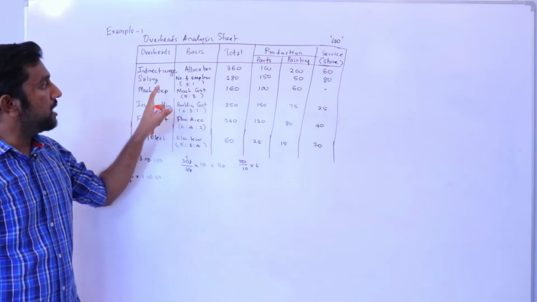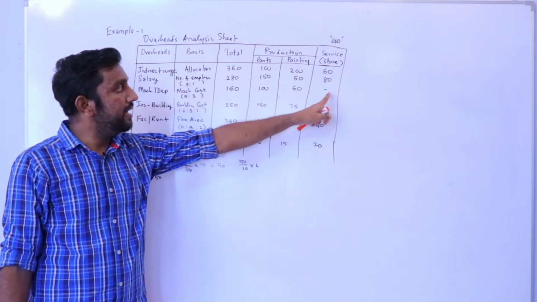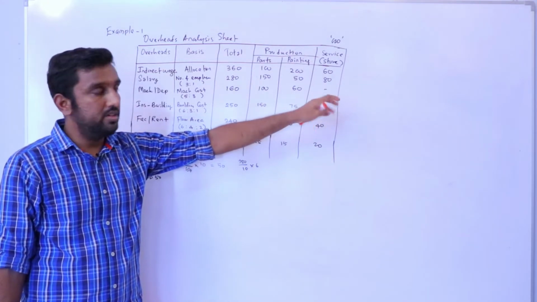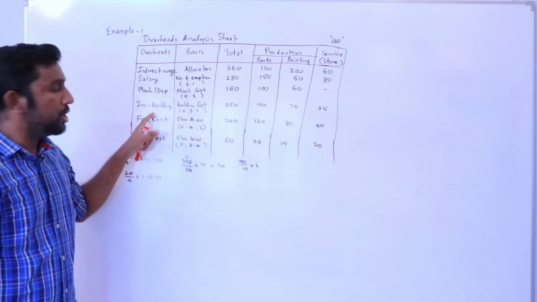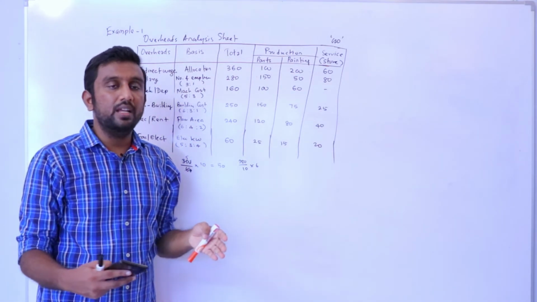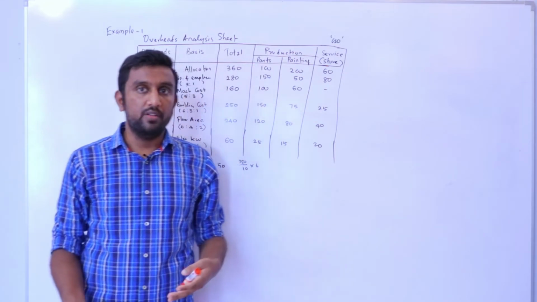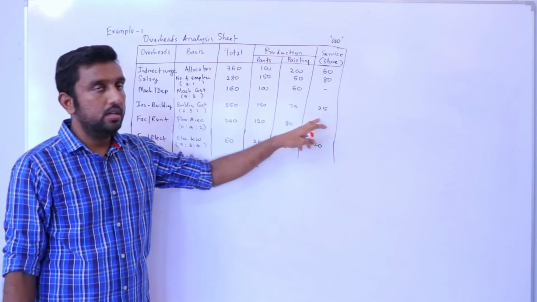Then machine depreciation. In this one the business didn't have any machine in the store service, so I just left it. The next one is insurance building. Insurance building means in this question the entire building, which includes admin as well. So I have to remove admin first. The remaining I have to split among the departments.